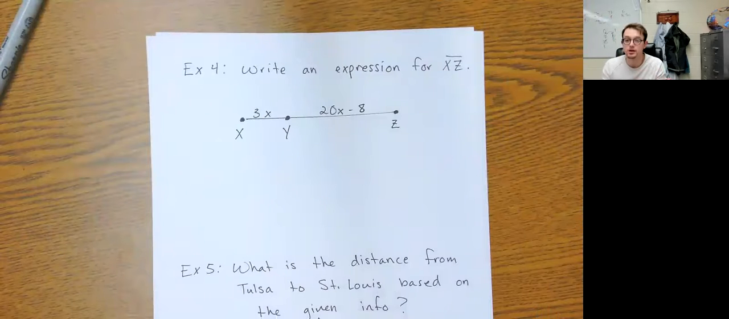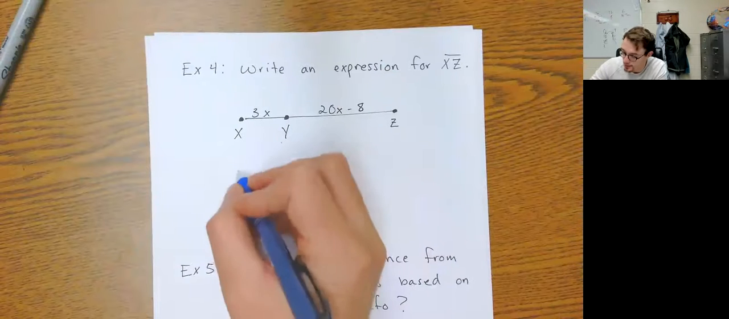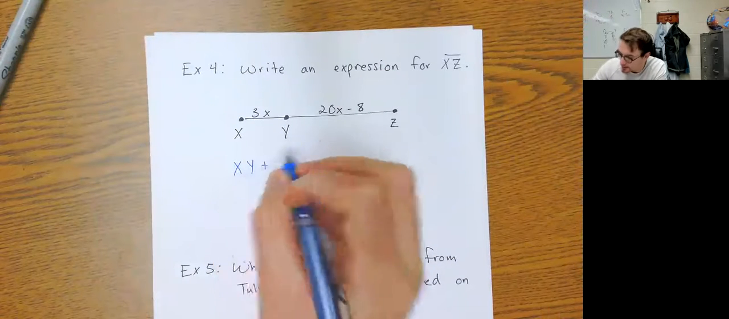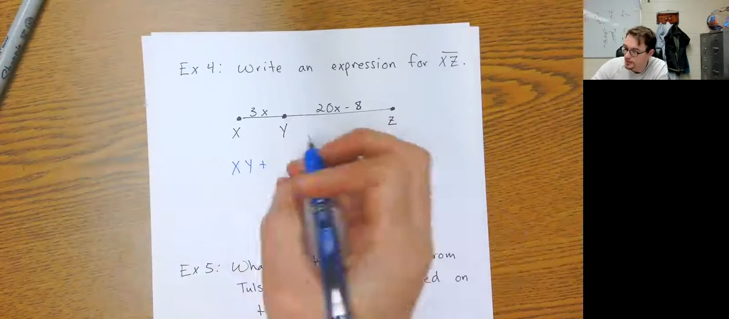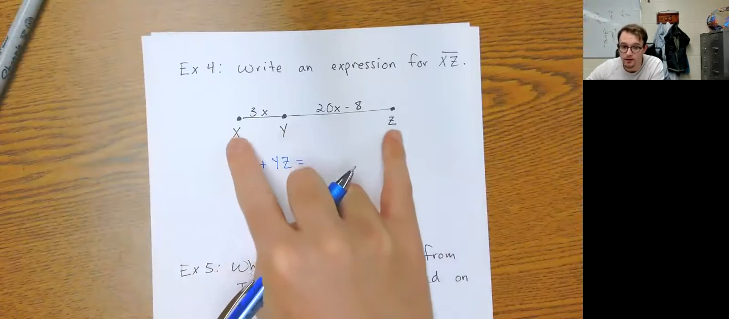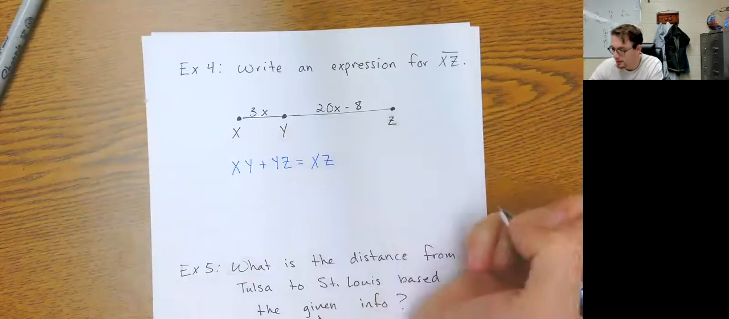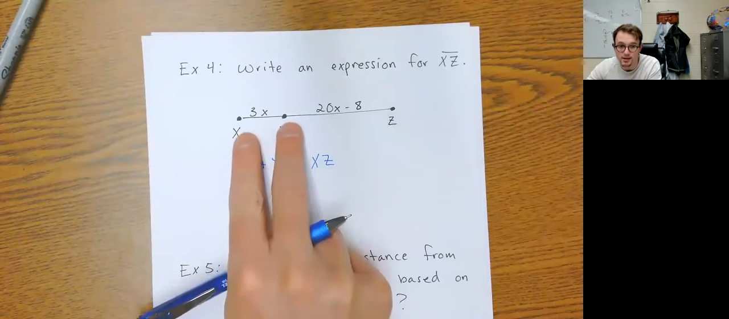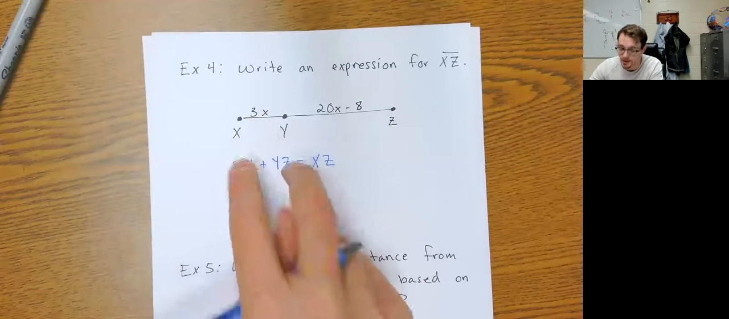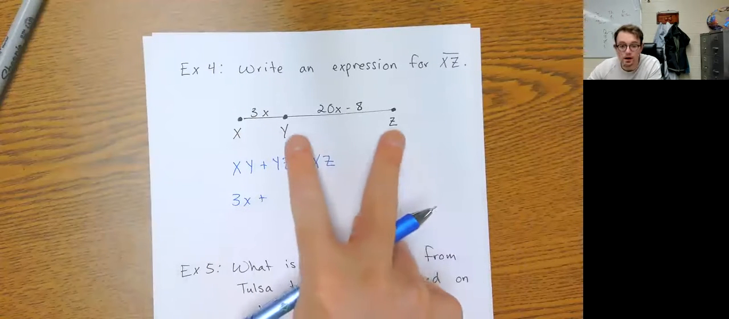So again, I start by setting up the segment addition postulate with just the points. Little chunk XY plus the other little chunk YZ equals the whole thing from X to Z. Okay, well I know what XY is. XY is 3x, so let's substitute in 3x for XY. So 3x. I also know what YZ is.